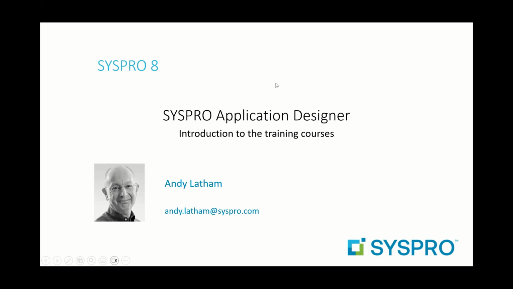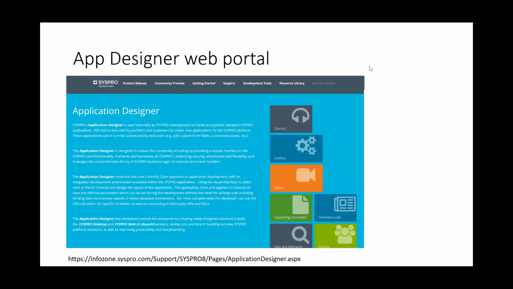These courses form just one part of an extensive amount of material designed to help you learn about Application Designer. First port of call ought to be the App Designer web portal, which you can get at from the info zone. And from this portal, you have a button here that will get you to the range of courses. And one of the key documents that I would recommend you download is from the overview guide. This is a huge document that documents in detail every single option and property and how things work. And it's quite useful to be cross-referencing the guide with the courses as you're actually working through.